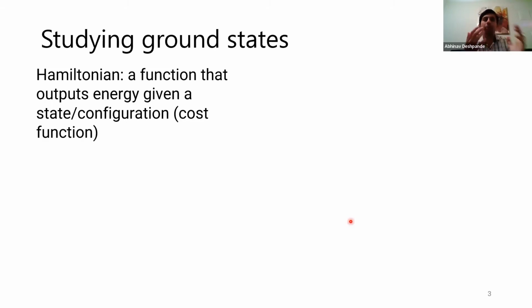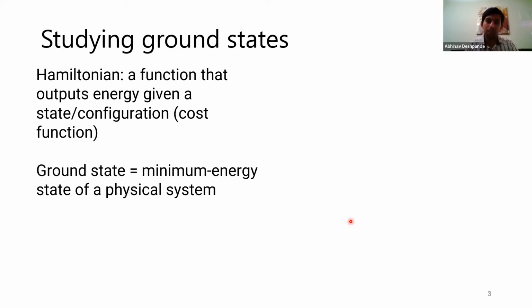In physics, a Hamiltonian refers to an object which is essentially a function that outputs energy given as input a particular state or configuration of a system. You can also think about it in terms of a cost function. And the ground state is just the minimum energy state of some physical system. So it's whatever configuration that minimizes the output energy of the Hamiltonian.